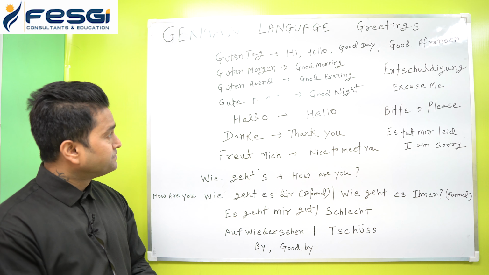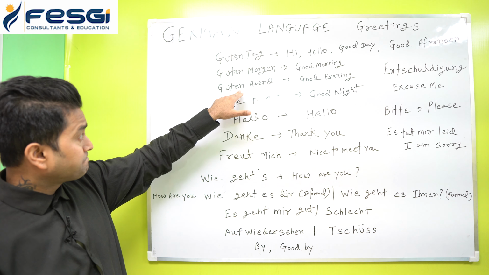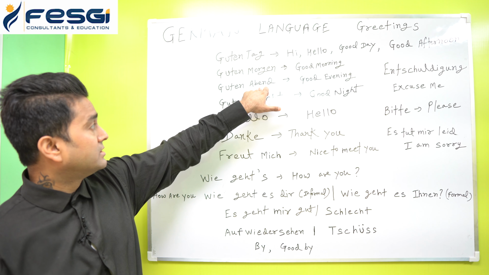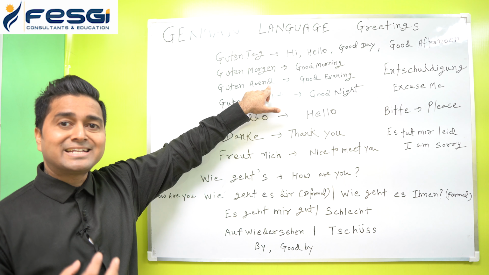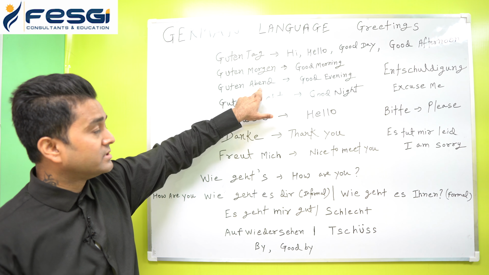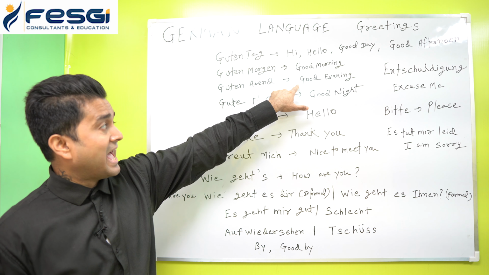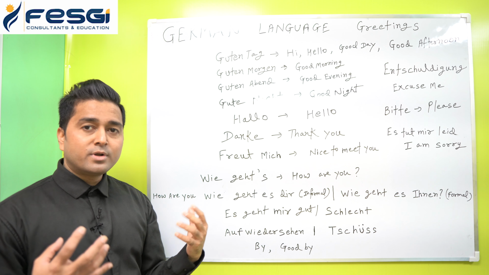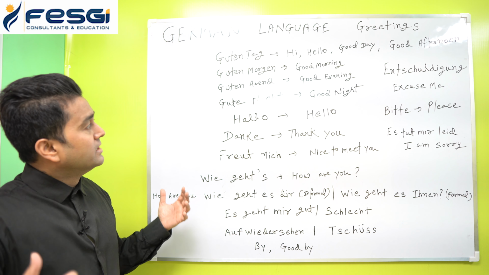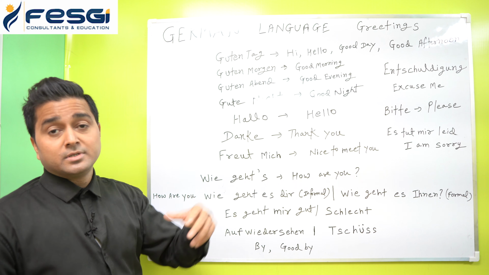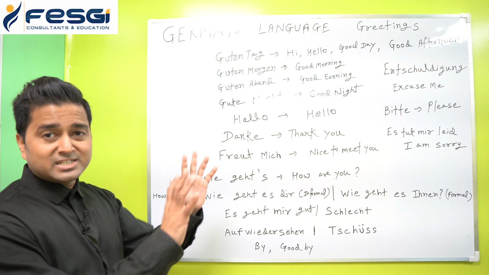Now the next word is Guten Abend. Again, this D will be pronounced like T. So Guten Abend. This has meaning good evening. So it's an evening time, you meet someone, you can say, hey, Guten Abend. So good evening. So it's very simple.